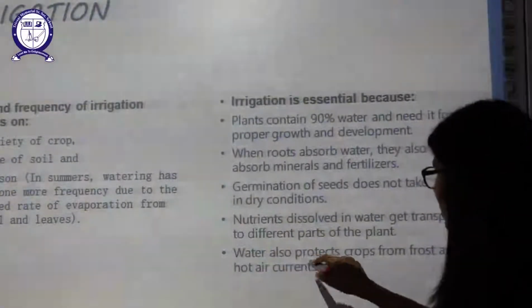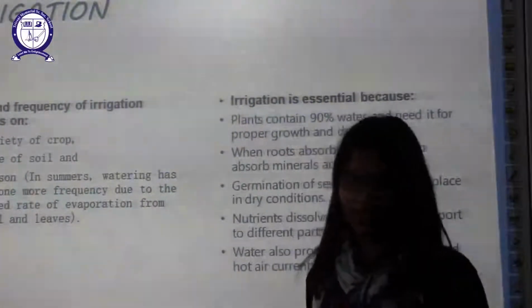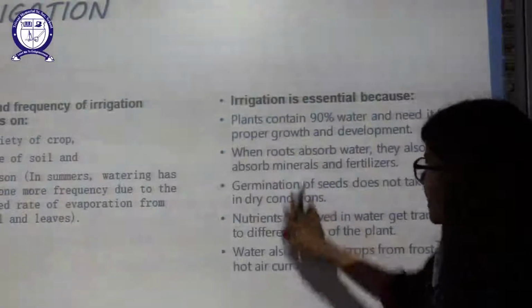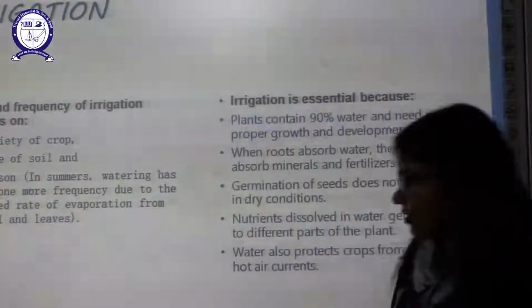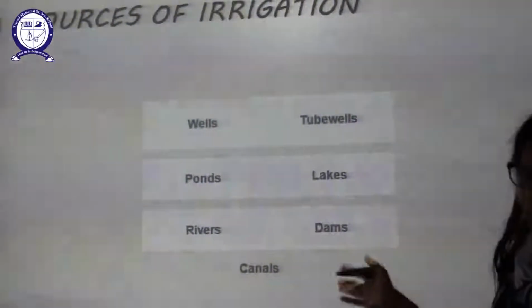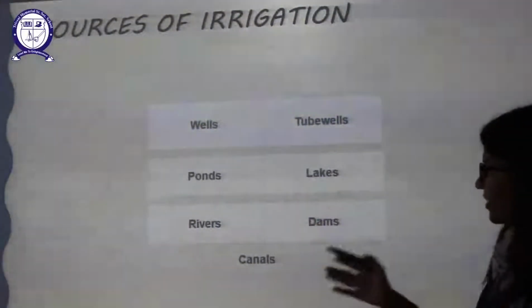Now, water also protects the crop from frost, hot air currents, and sudden shock of cold waves. All these are the essential things which are done by irrigation. Now, sources of irrigation, I have given a few examples: well, tubewell, pond, lake, river, dam, canals.